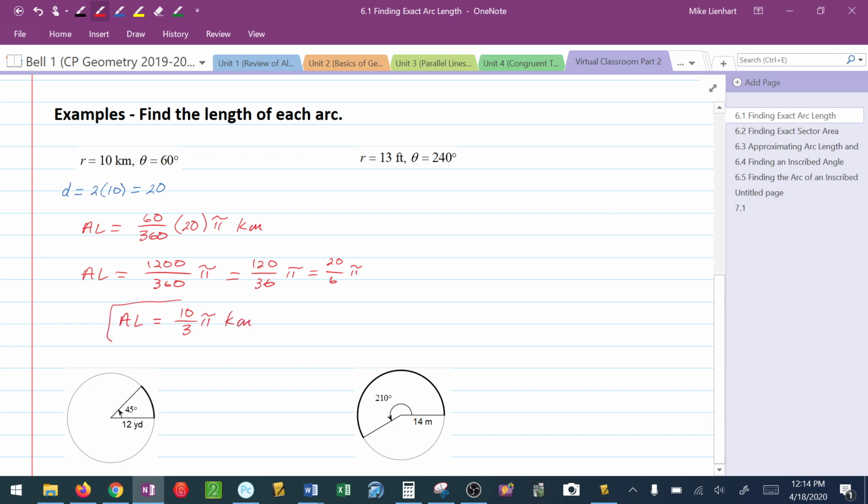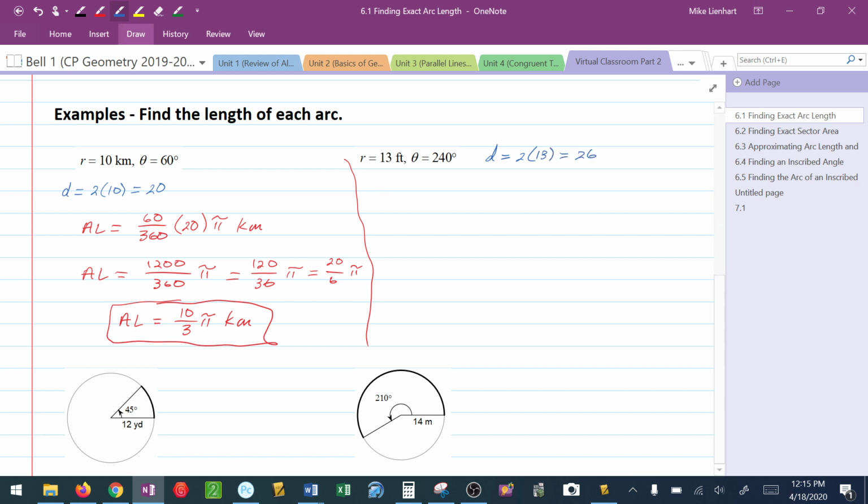My final answer has to be a simplified fraction with pi in the answer. Okay, so let's try another one here. Let's say that they give us that the radius is 13. First thing I want to do is say that the diameter is 2 times the radius, or 26.